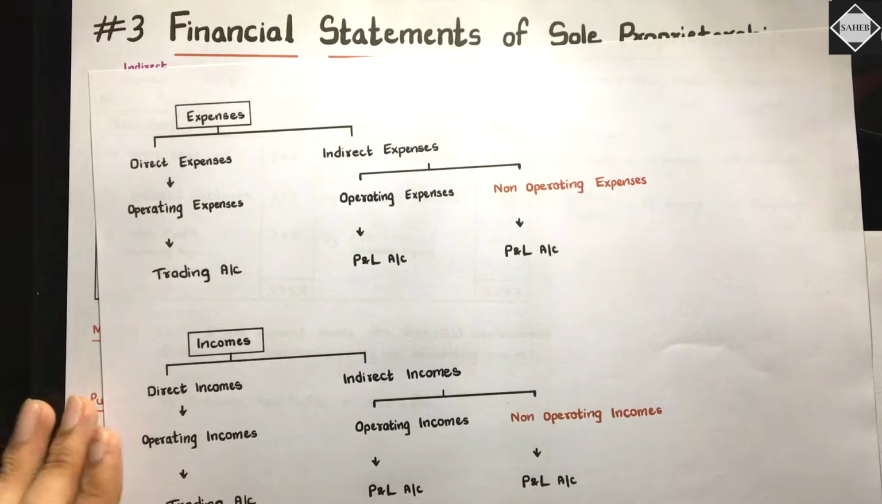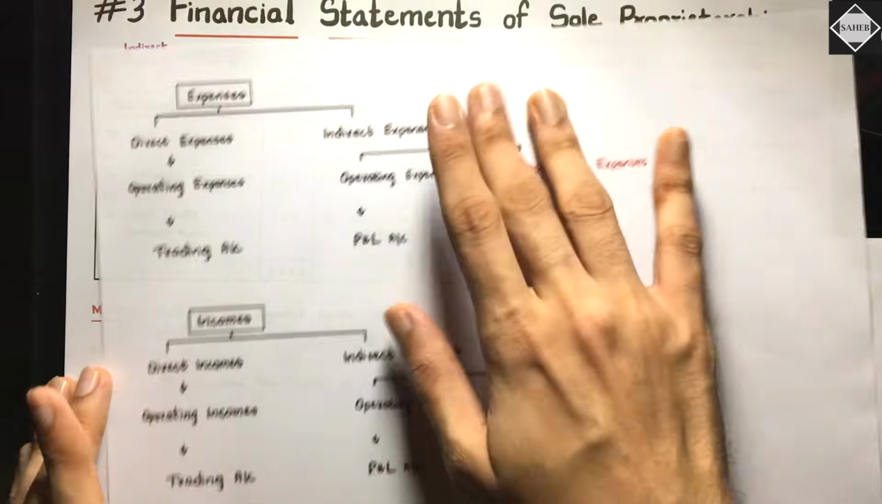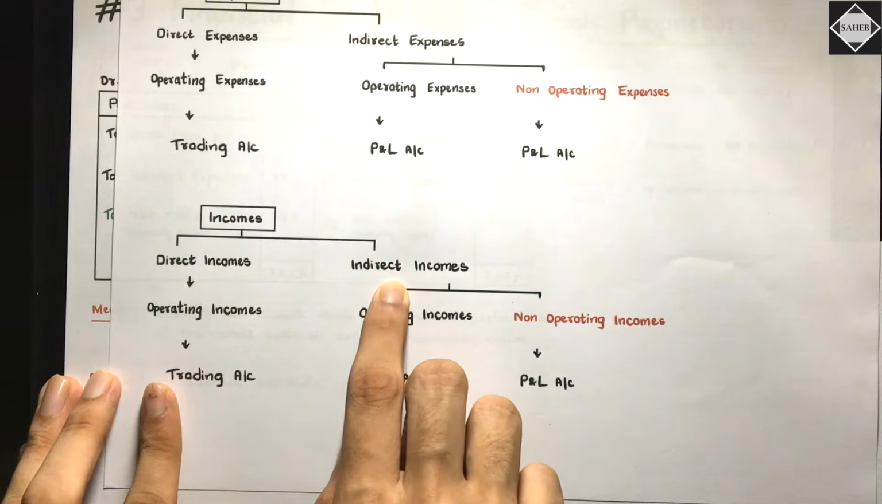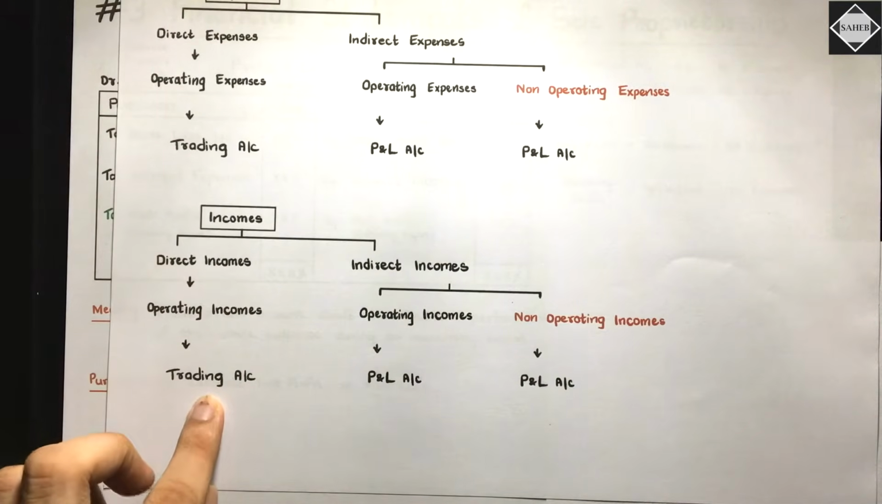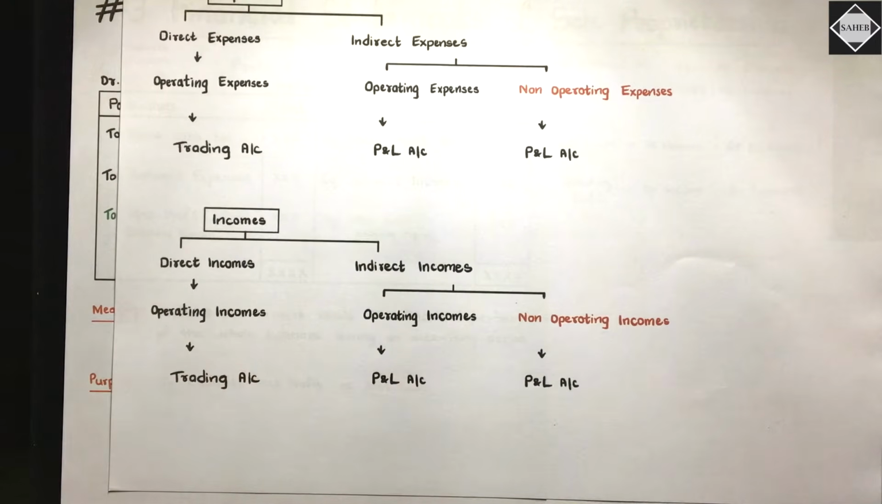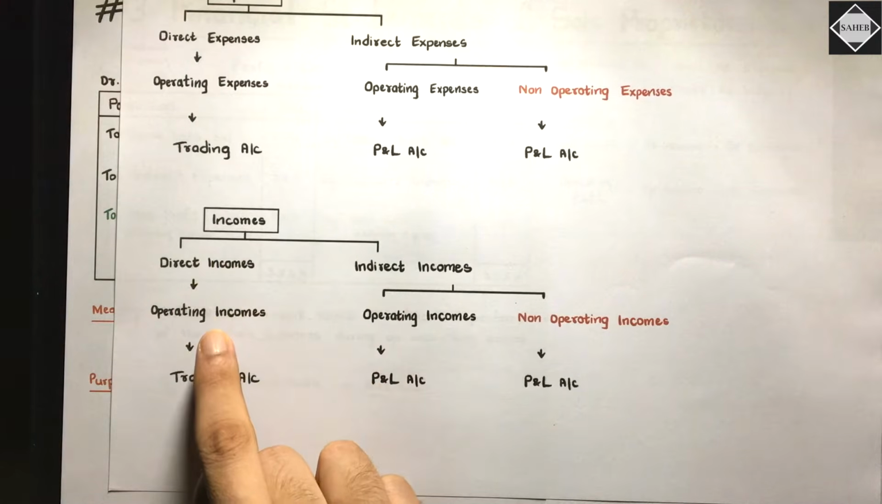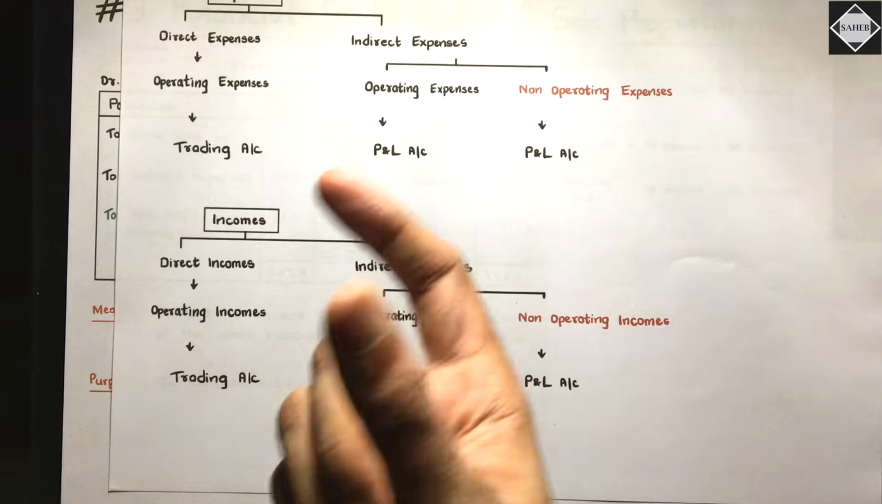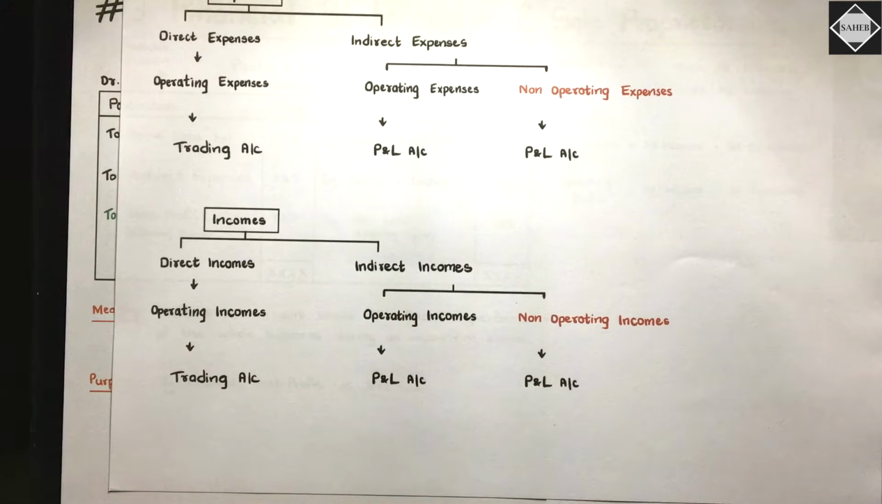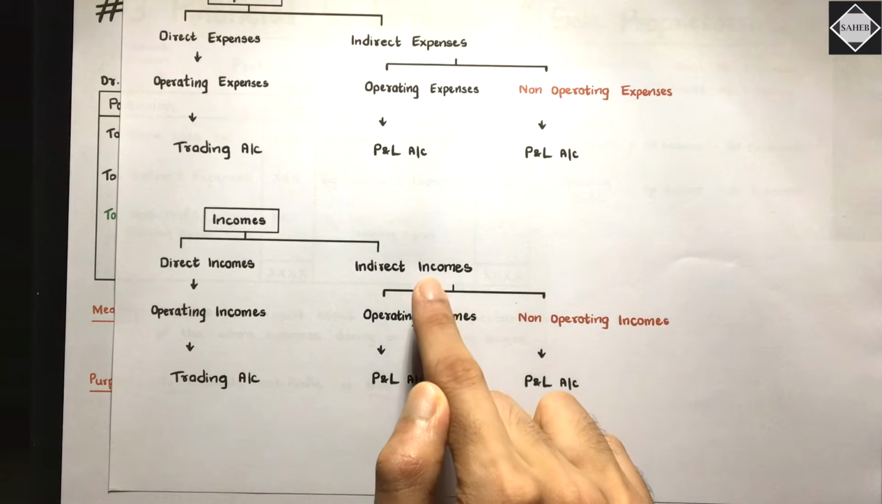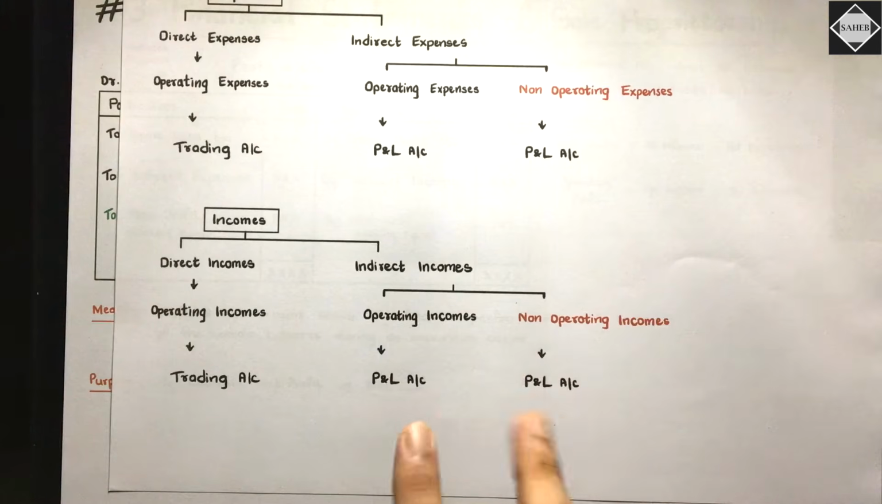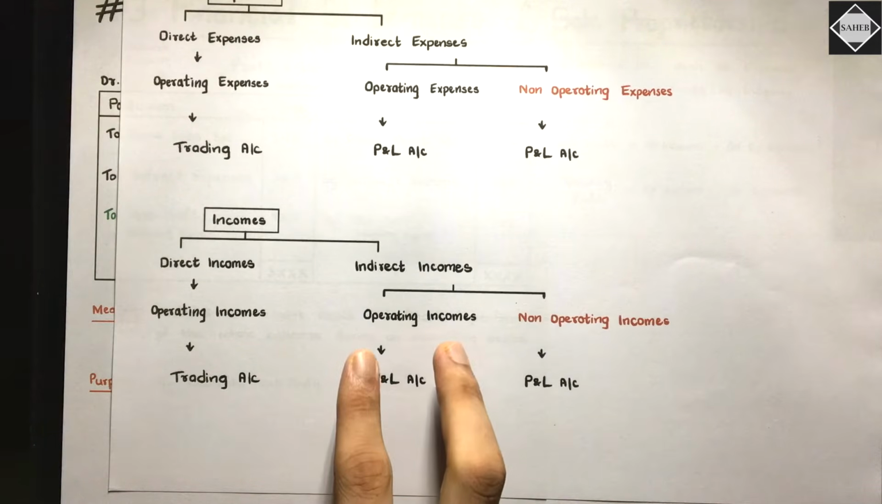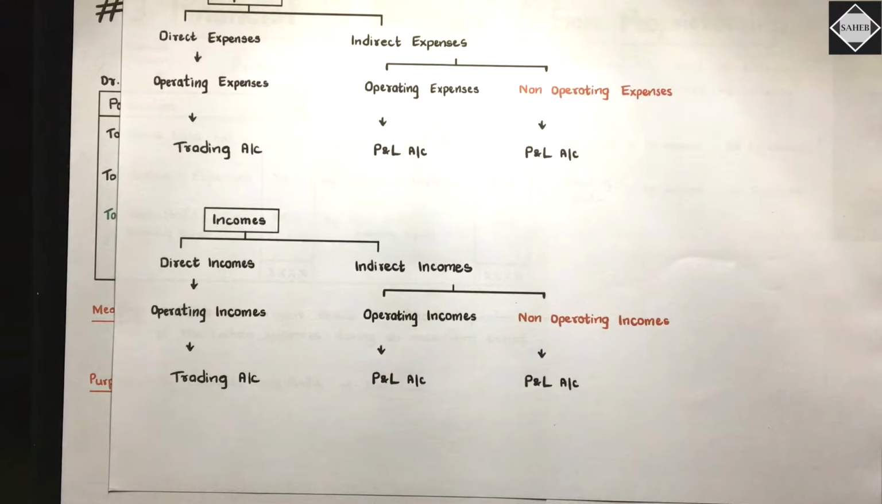Then the same case is with the income as well. Let me just show you. Direct income, indirect income. We all know direct income goes in the trading account, indirect income in P&L. Now all direct income is completely operating income. The sales, that's operating income. But then in indirect income, which you take to P&L, there will be operating as well as non-operating. Operating means what? Operating means discount you have received. That is operating income.